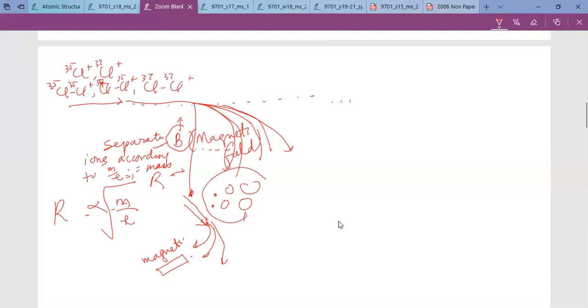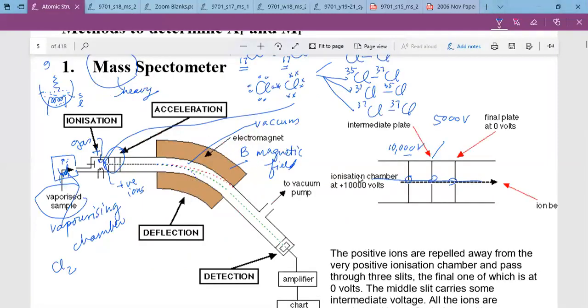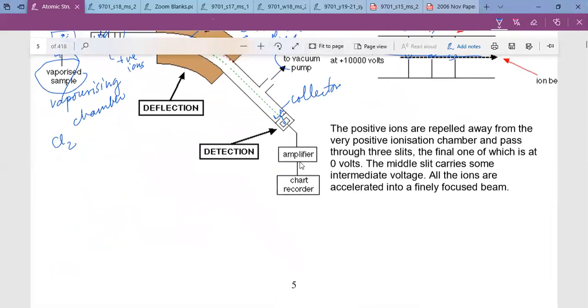See? So as they get separated from here, remember the vacuum pump, right? And they come to here and they will hit this thing called a collector, or detector. They collect the ions according to when they come out and to the space. Then they will require a chart to give the spectrum.